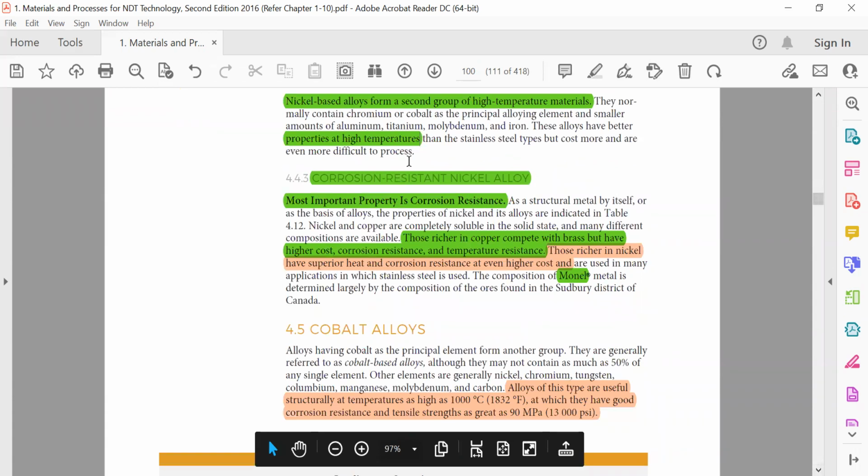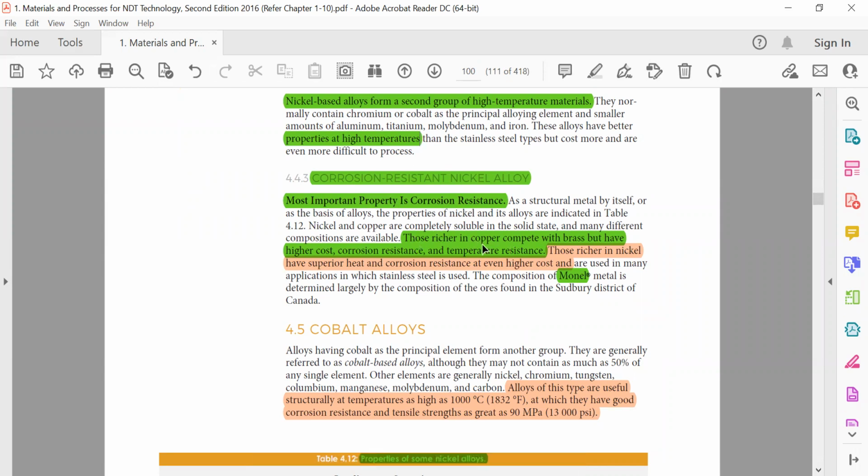Corrosion resistance of nickel alloys. The most important property is corrosion resistance. Those richer in copper compete with brass but have higher cost. Those richer in nickel have superior heat and corrosion resistance at even higher cost and are used in many applications.